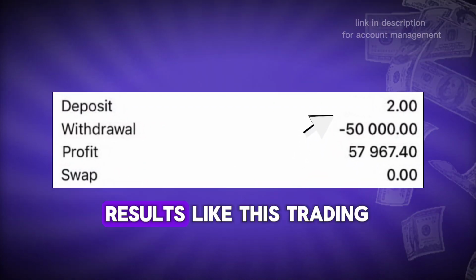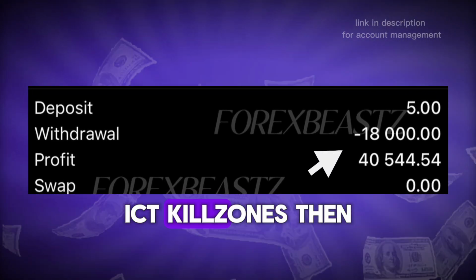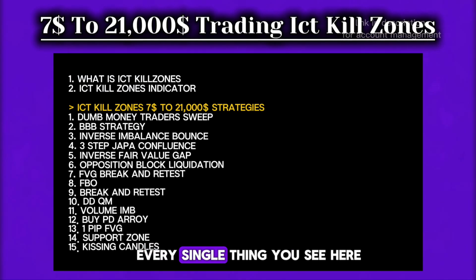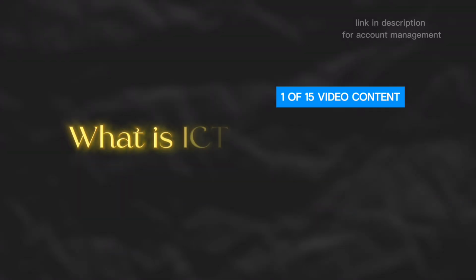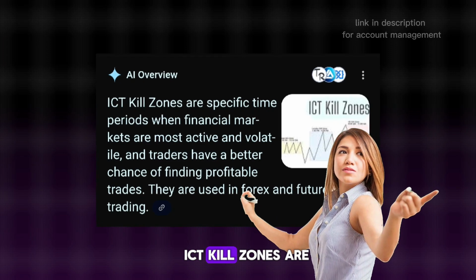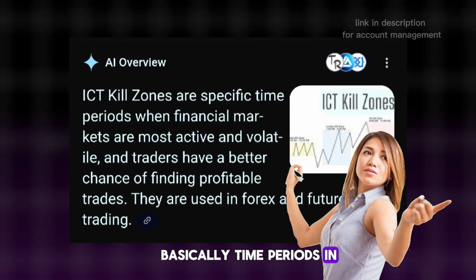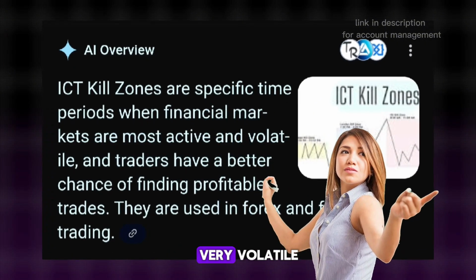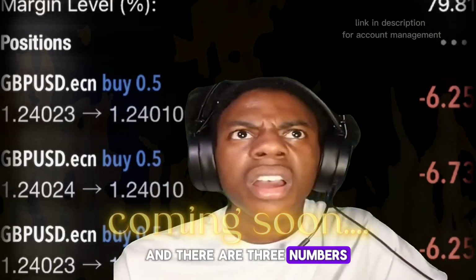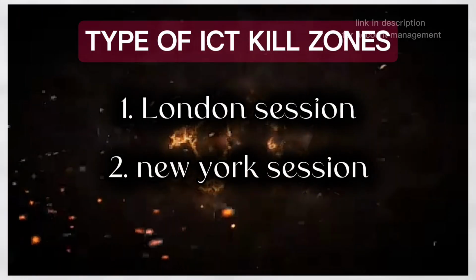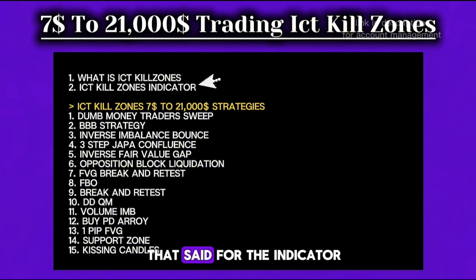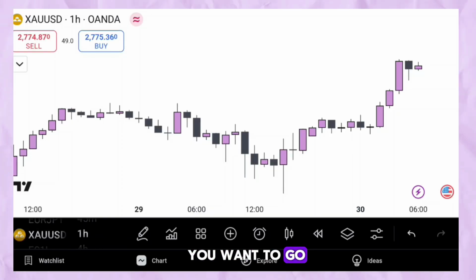If you want a result like this trading ICT Kill Zones, then you need to learn every single thing you see here. Starting from number 1, what is ICT Kill Zone? ICT Kill Zones are basically time periods in the market whereby the market is very volatile, and they are in 3 numbers, which is literally London session, New York session, and Asian session. That said, for the indicator, you want to go to this point here.